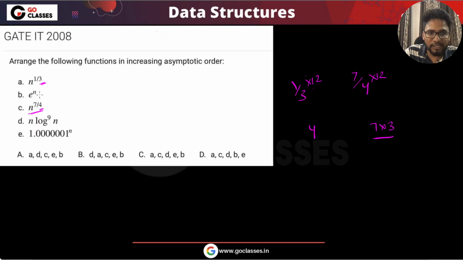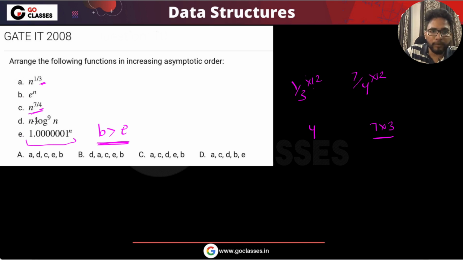And e power n is exponential, right? You can compare between B and E just by comparing E and 1.0001. Since E is greater, you can say B is actually greater than E, right? B is greater than E because E is 2.7 or something, and then it is just 1.00. So B is greater than E, and I think B is the greatest one. These are the exponential family, and this is polynomial or log polynomial.